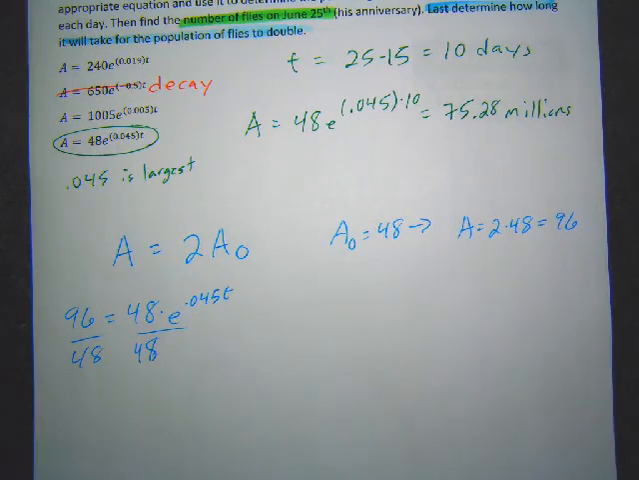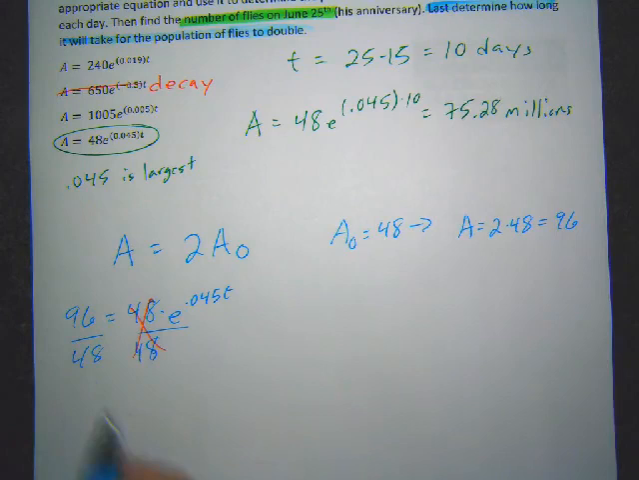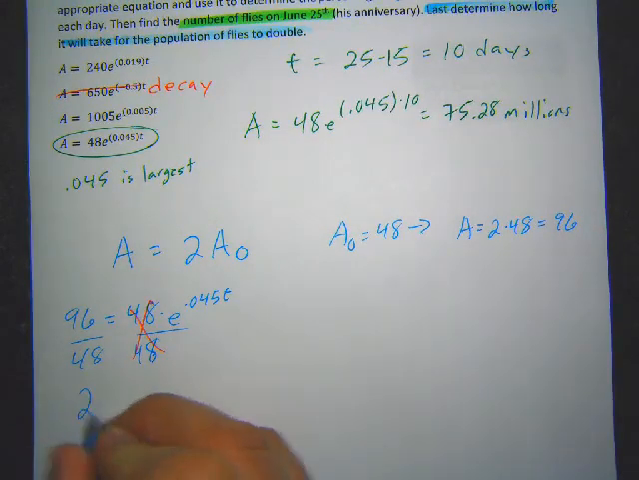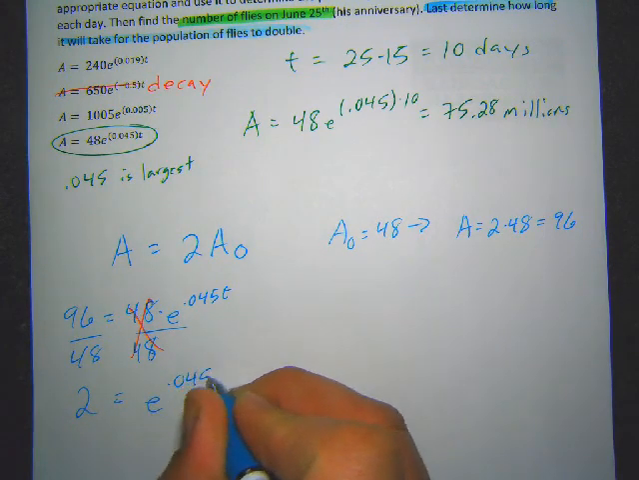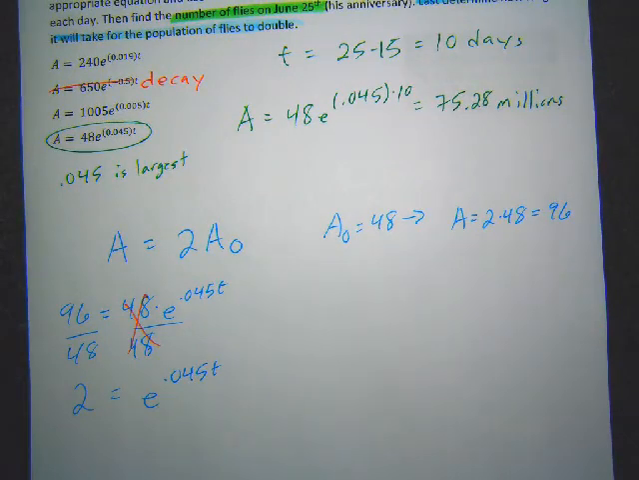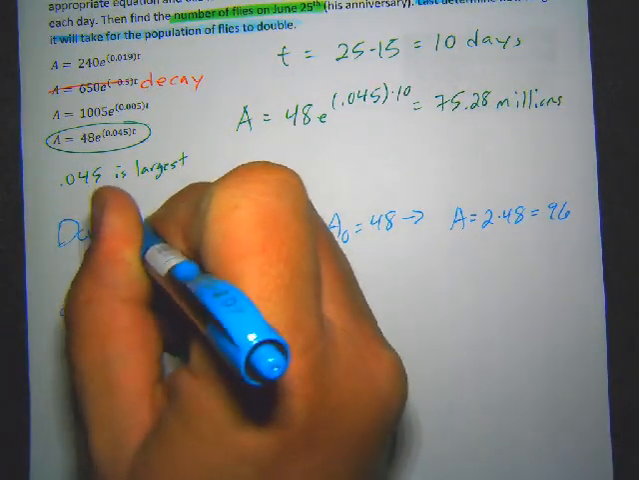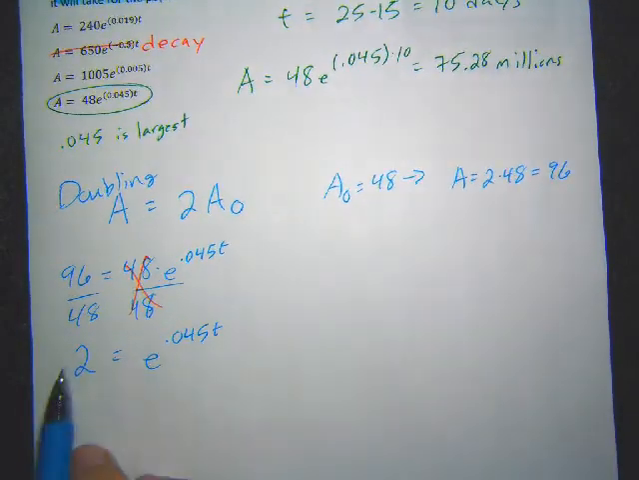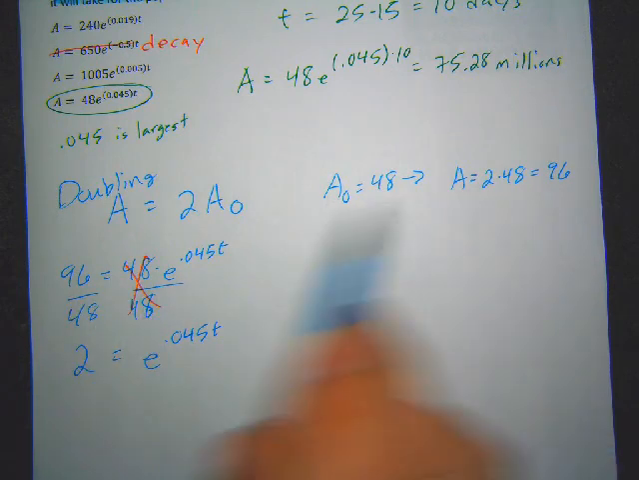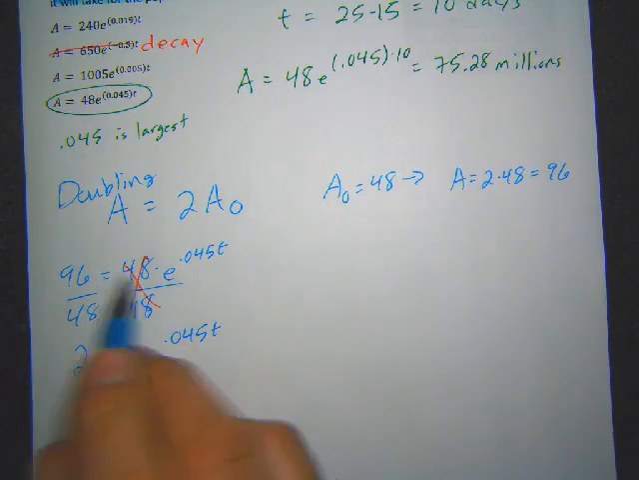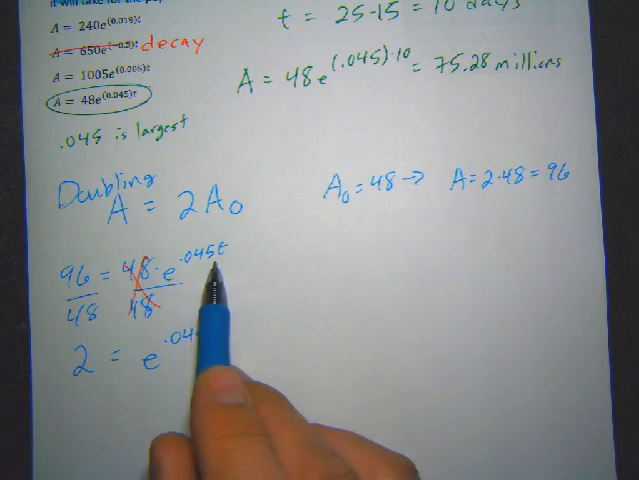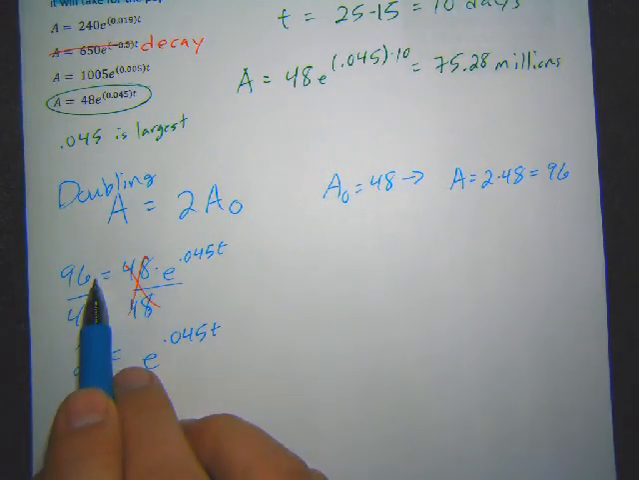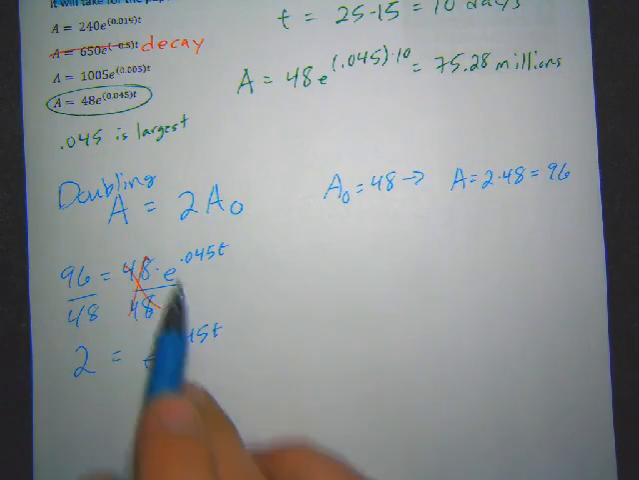So I'm going to get rid of that 48 on this side, and on the left side you get 96 divided by 48, which is 2. So we end up with 2 equals e to the 0.045 t. And this is always going to happen when you're doing a doubling problem. Because what are you trying to do? You're trying to double, so you want to have twice as much. You need a 2 over here. So you can almost ignore the step where I put 96 on this side and 48 on this side. You can just say 2 equals the e part, because you want to take this amount and have it be twice your initial amount to get your final answer. So if you want to, you can bypass this step.